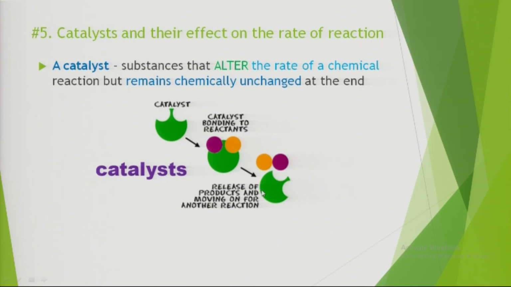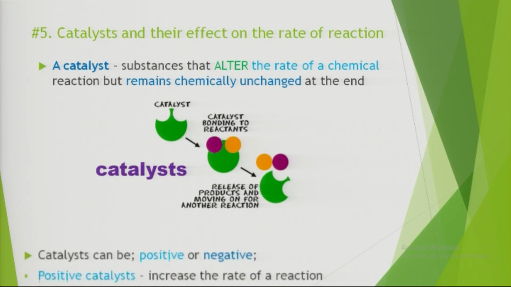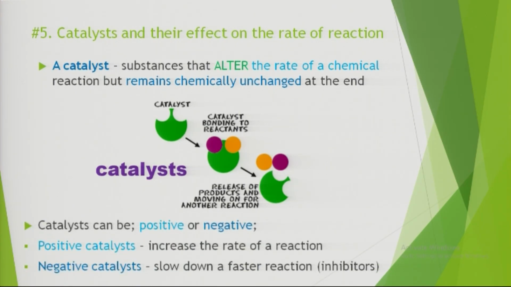Look at the illustration given in there. You're having it at the start, the same structure at the end, the same makeup at the end. So that is basically a catalyst. What you need to notice is there are two categories of catalysts. We can have a positive catalyst and a negative catalyst. A positive catalyst, as you can hear the word positive, increases the rate of a reaction, and the negative slows down the rate of a reaction.